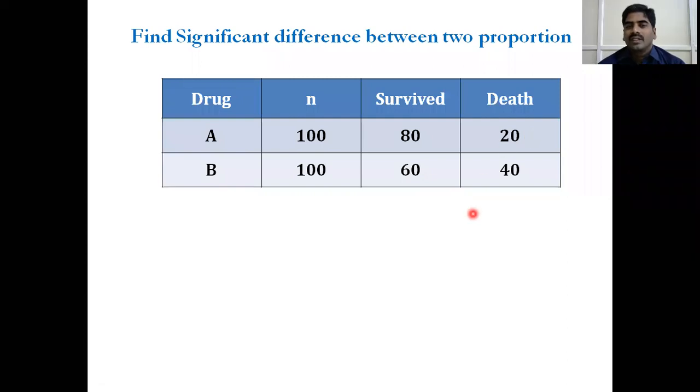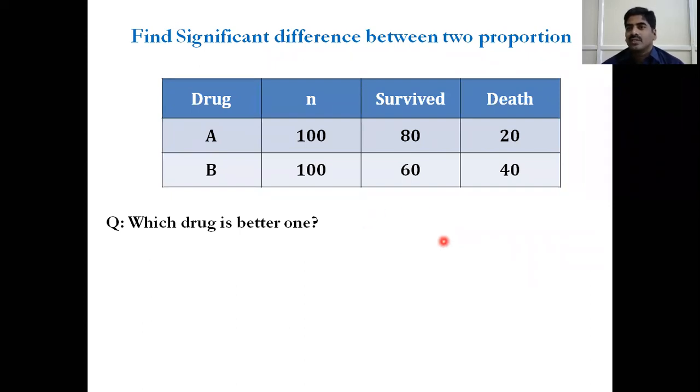See here, which drug is better one? Here we have to compare the proportions. If the difference between the survival rate by drug A and survival rate by drug B is statistically significant, then you can say that one drug is better than the other drug. If this difference is not statistically significant, then you can accept the null hypothesis. That means there is no statistical significance.